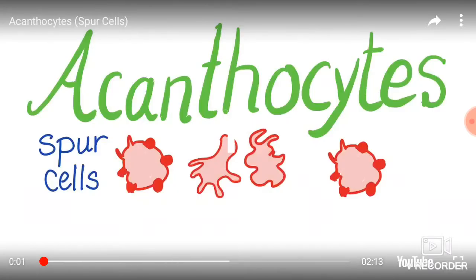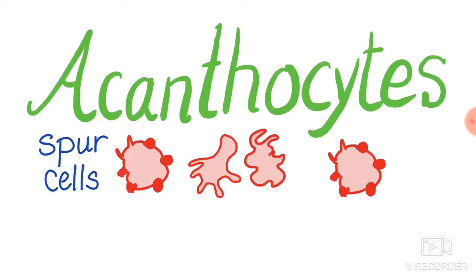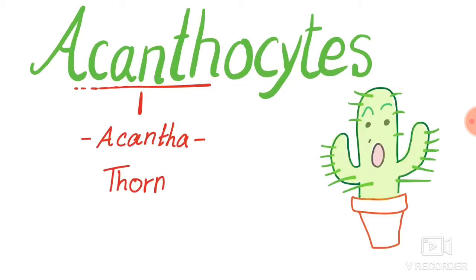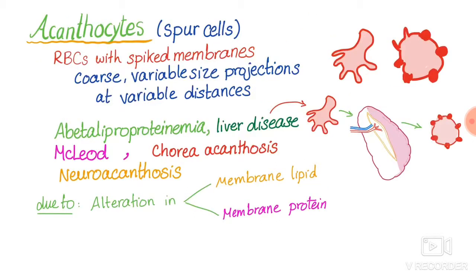In the previous video, we discussed echinocytes or Burr cells. Today we'll talk about acanthocytes or Spur cells, an abnormally shaped red blood cell. Where did the word come from? From an ancient Greek word, acantha, meaning thorn, like these thorns. Cyte means cell. So acanthocytes or Spur cells are red blood cells with spiked, abnormal membranes.